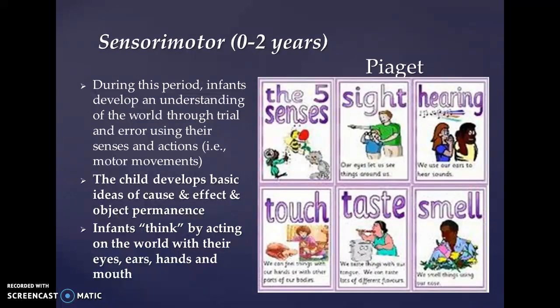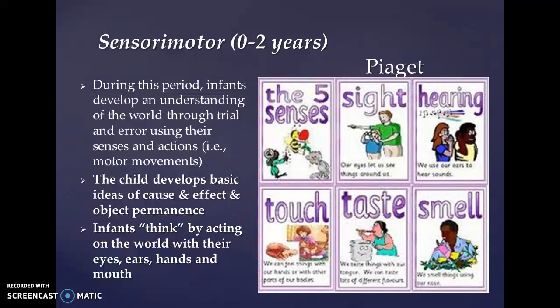The first stage of cognitive development for Piaget is that of the sensorimotor stage, from 0 to 2 years, and it is pretty much self-explanatory. Basically, during this period, infants develop an understanding of the world through trial and error using their senses and actions. That is their motor movements. That is why you'll find children, toddlers, babies want to put everything in their mouth. They need to touch it. They need to feel it. They want to hear it. They need to experience the world for themselves.